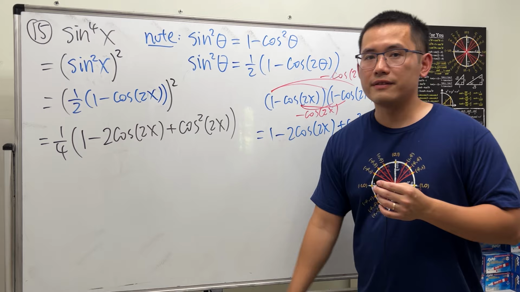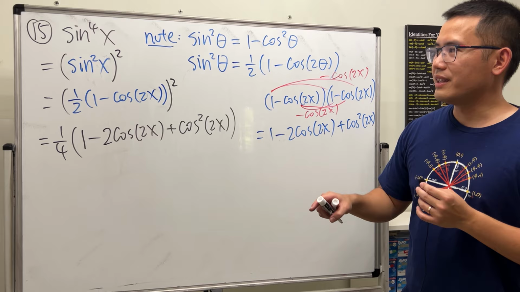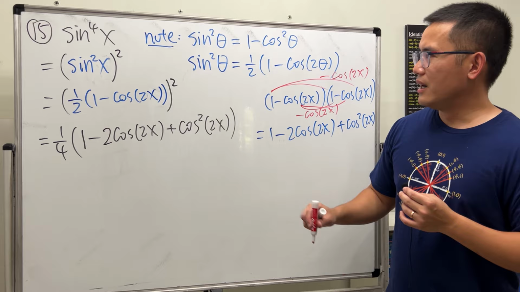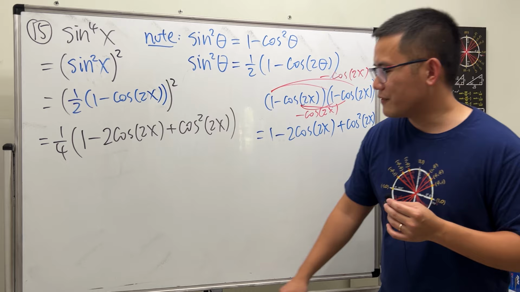Are we done? No, not yet, unfortunately. Because this is the square. Right, this is the square. We can break it down again. And now, check this out though. Earlier, I wrote down the sine square version for you guys, but this is a cosine. What do we do? Don't worry, we also have the cosine version for this as well.